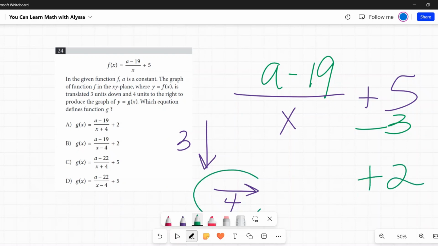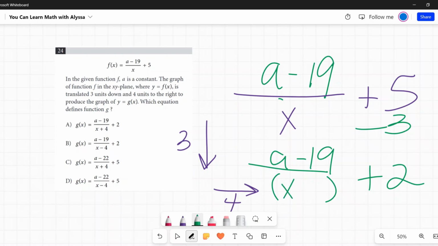Now it wants to move to the right 4. Wherever the x is, we want that movement attached to that x. So the a minus 19 on top stays the same, but the x on the bottom I want to move to the right 4, towards the positive x. So we do the opposite: it's going to be x minus 4. That's it. A minus 19 over x minus 4 plus 2.